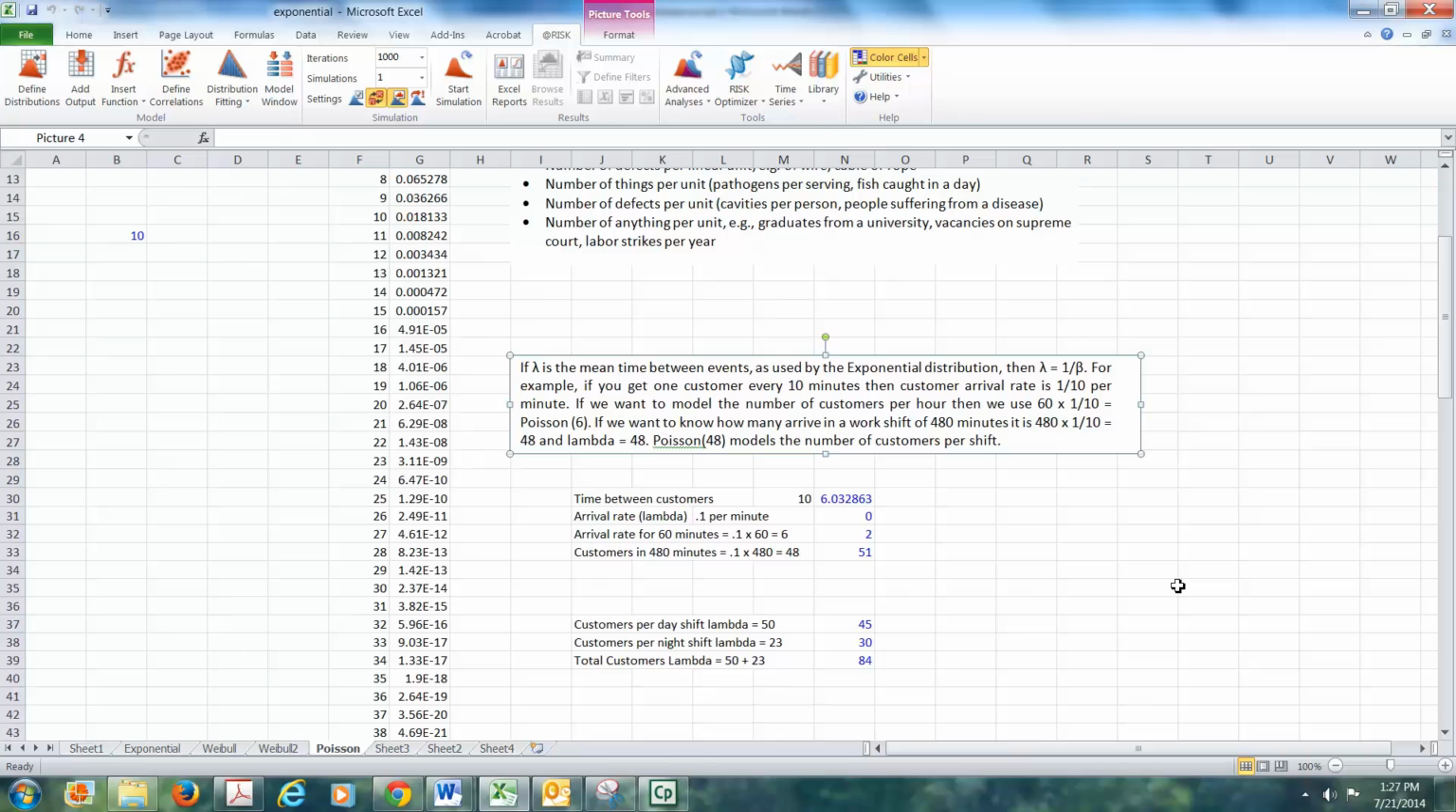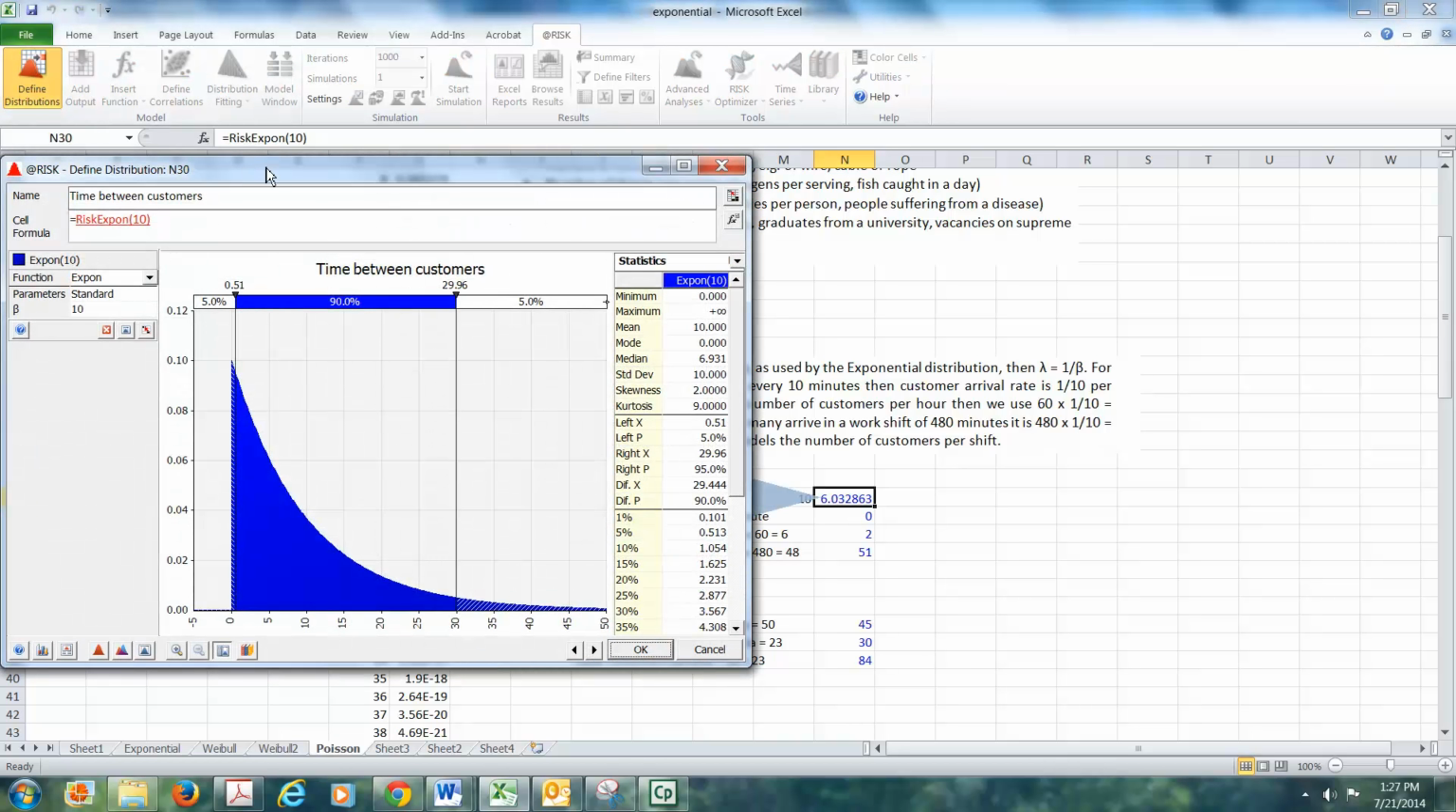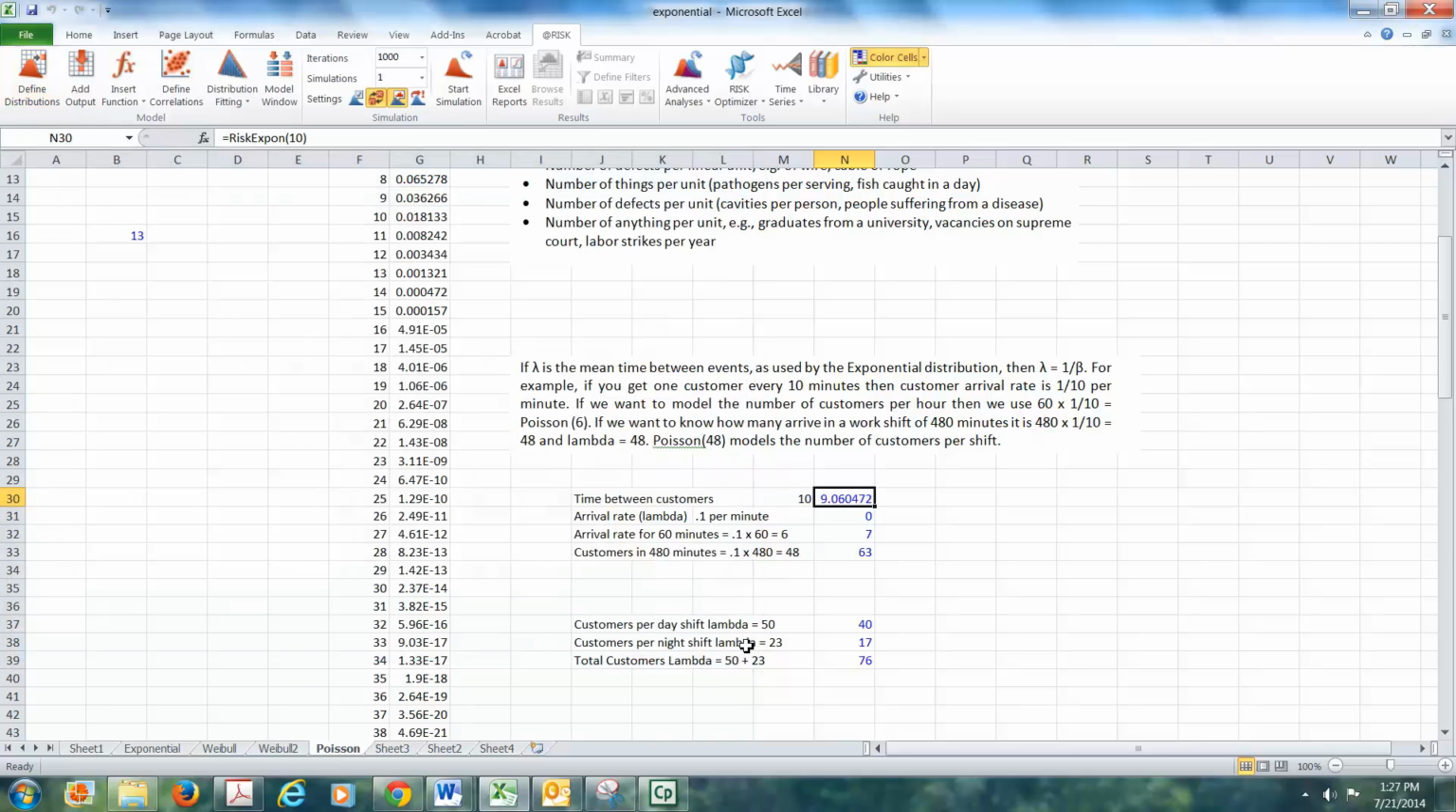If we want to model the number of customers per hour, then we would use 60 times 1/10, or a Poisson of 6. So let's have a look down here now. The time between customers is 10 minutes. So let's take a look at this distribution here. This is an exponential distribution with a beta of 10. So this would give you the distribution of time between customers.